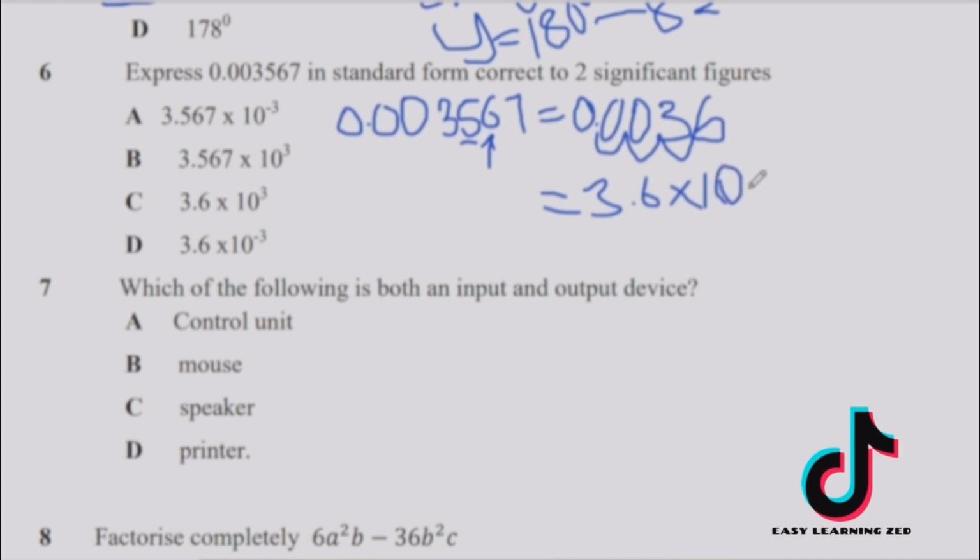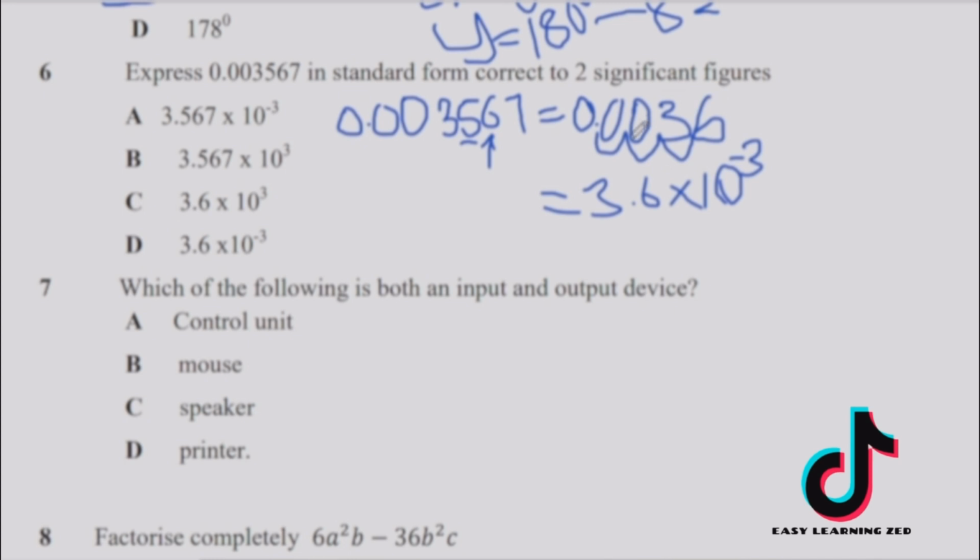Times 10. Now I've moved 3 places going to the right. That means I should raise this to 3. Follow me keenly. Since I've moved to the right, that means it should be -3. Since I've moved the point to the right side, the answer should be -3.